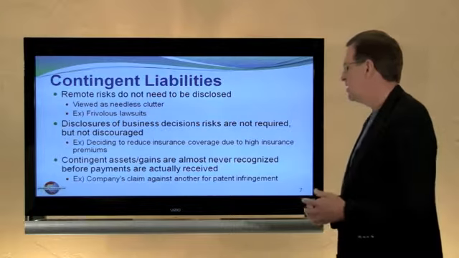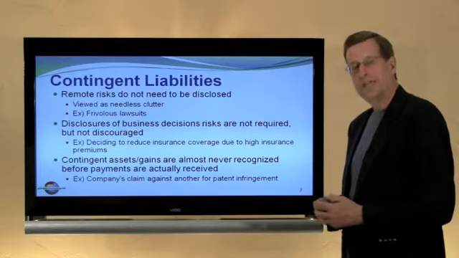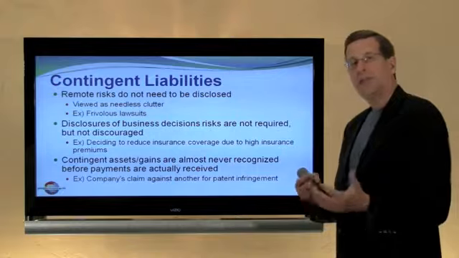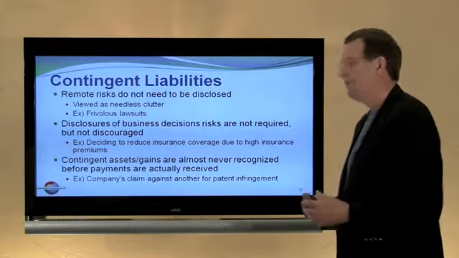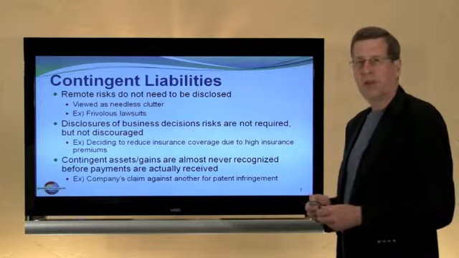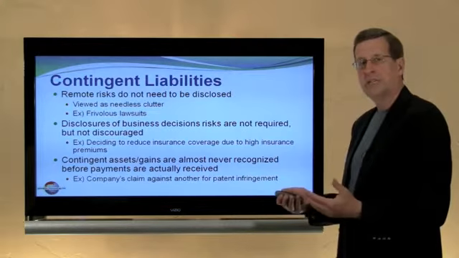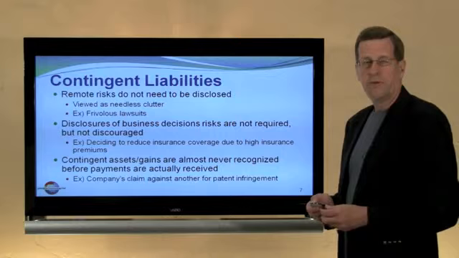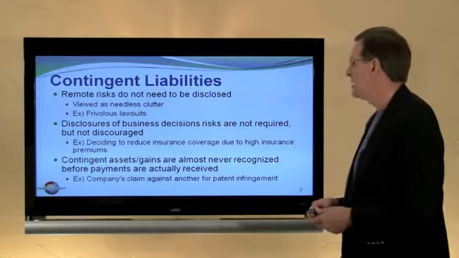Contingent assets or contingent gains are almost never recognized in the financial statements, at least never until the payment or the benefit of that is actually received. For example, a company's claim against another company for a patent infringement, while it could be significant and material, we ordinarily would not report that as a benefit or an asset.